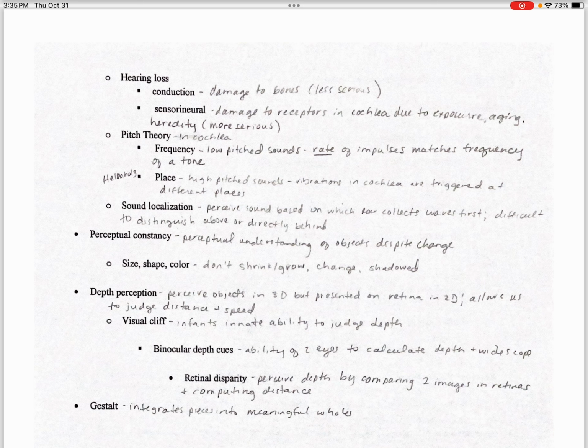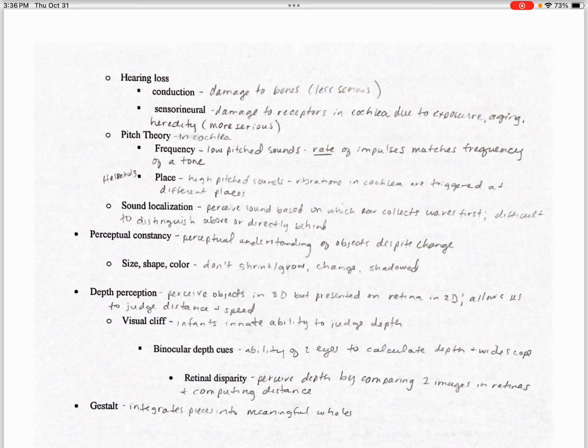Let's talk about hearing loss. Conduction hearing loss is when there's damage to those little bones. It's less serious, probably actually less common. The more serious one is sensory neural hearing loss. This is damage to the receptors in the cochlea due especially to exposure to loud noises, anything over 85 decibels, aging, heredity. Those are all factors that could contribute to sensory neural hearing loss.